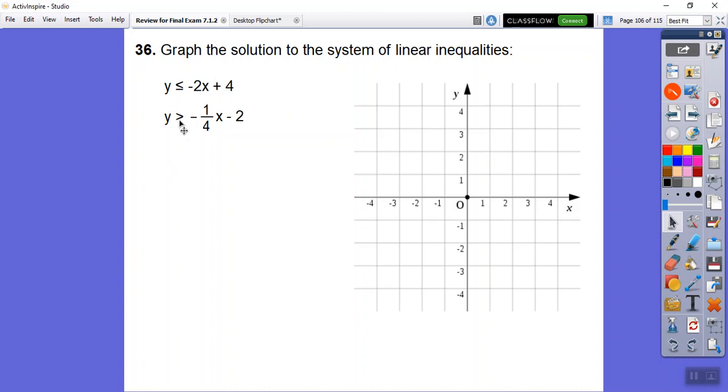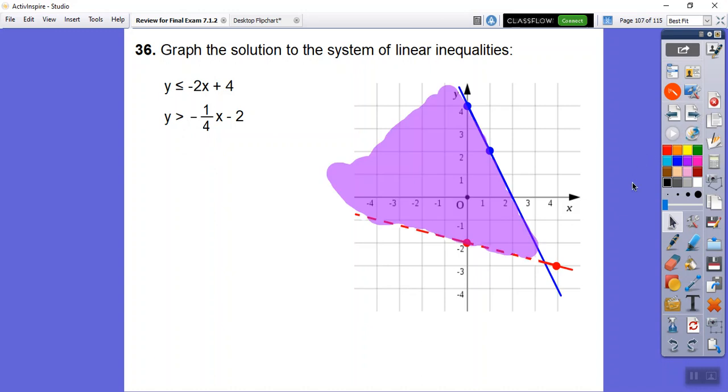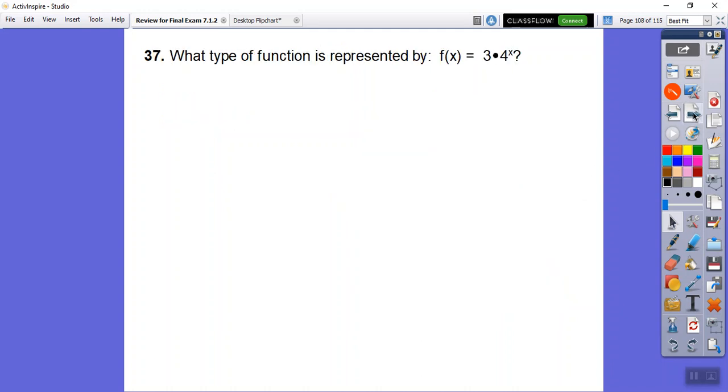This one's greater than, so it's going to be everything above this line. So let's go down to minus 2, put a point right here, and then from there, down 1 over 4. So from here, down 1 over 4. I'm going to put a point there and make a dotted line because it's dotted, and greater than, it's going to be above. Okay, so something like that. All right, my shading kind of overlapped a little bit, so my finger slipped when I was doing that. So, all right, four more.